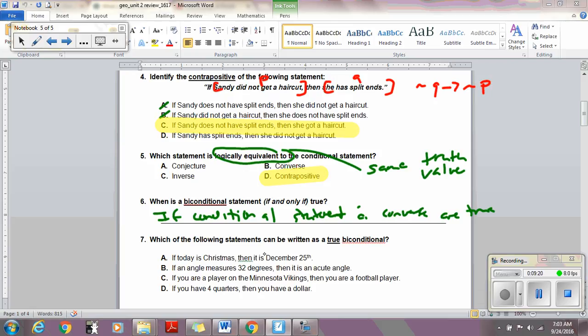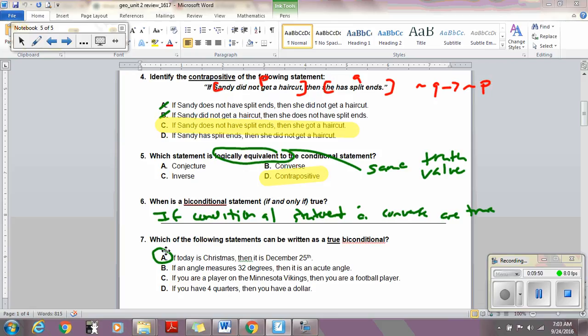So read it backwards. If it is December 25th, then it is Christmas. That is still a true statement. So that means answer A would be a true biconditional. Let's just entertain the rest of the choices and I'll show you why they won't be a true biconditional.